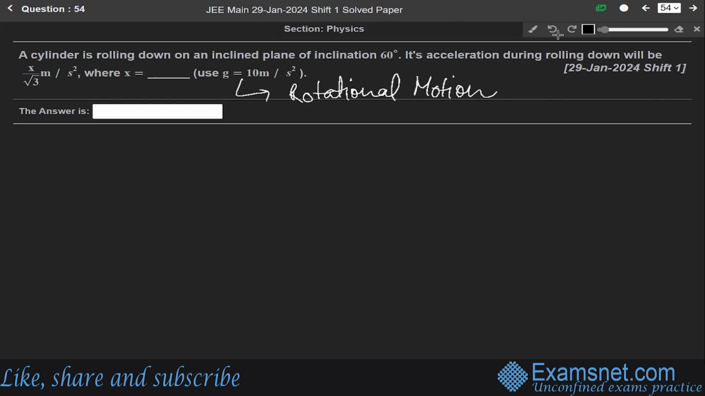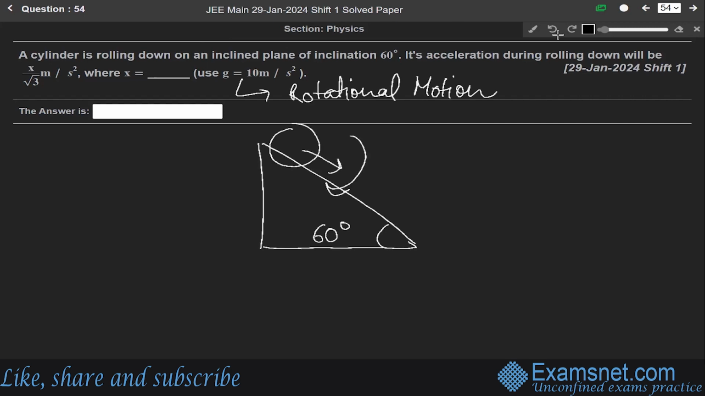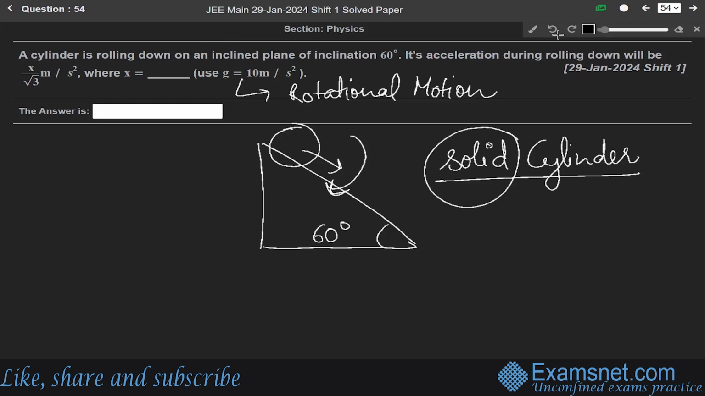Now, according to this question, there is an inclined plane with an inclination of 60 degree and a cylinder is rolling down. Since we are not given what type of cylinder this is, we will always consider it as a solid cylinder, okay. Whenever it is not mentioned in the question what type of sphere or cylinder it is, always consider the case of the solid one, okay.